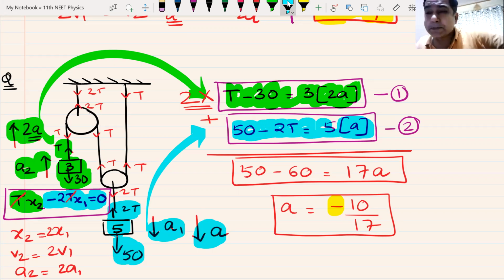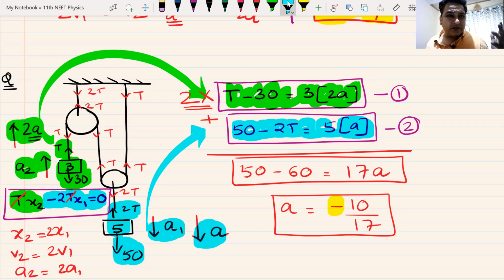It is moving upwards, Abhiram. Yes, that is why I gave you this question. It is actually moving upwards. So this 5 kg block is actually moving upwards with an acceleration 10 by 27. This 3 kg block, which is lighter, is moving downwards with an acceleration 20 by 17.